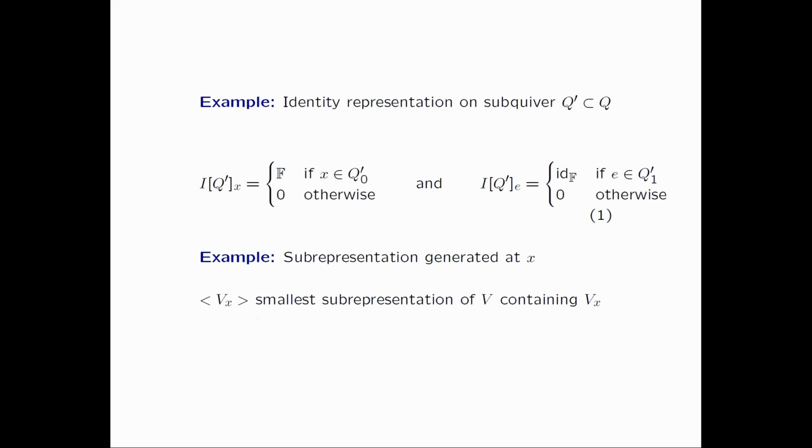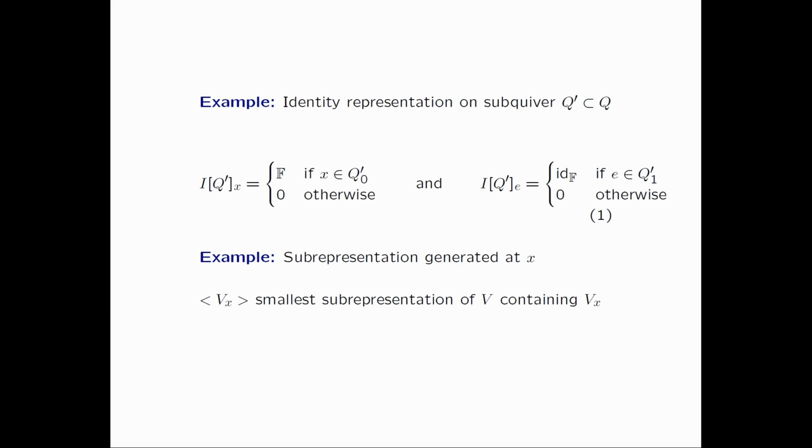Say I have some subquiver, Q dash, of my quiver. Then I can form the so-called identity representation, where I just associate to every vertex in my subquiver the one-dimensional vector space F, and to every edge that is between two non-zero things, I assign the identity, otherwise 0, right? So it's sort of defining an interval, basically. These are very simple modules.